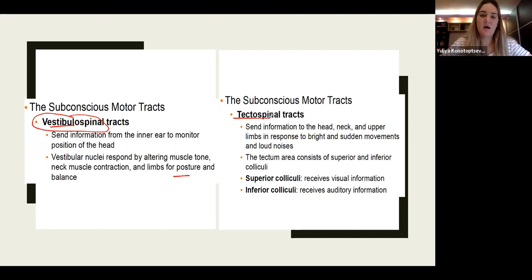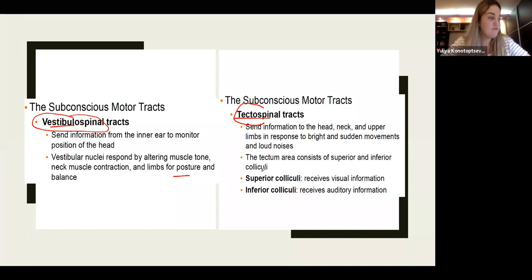Tectospinal tracts are responsible for this. If I clap right now, all of you should have blinked like that. That's the tectospinal tract, because it's your reaction to loud noises, to bright color, to all of these sudden movements. So you always do these jerky movements. Your body always tries to protect itself. So that's the tectospinal tract. It's fully involuntary. You cannot control it.